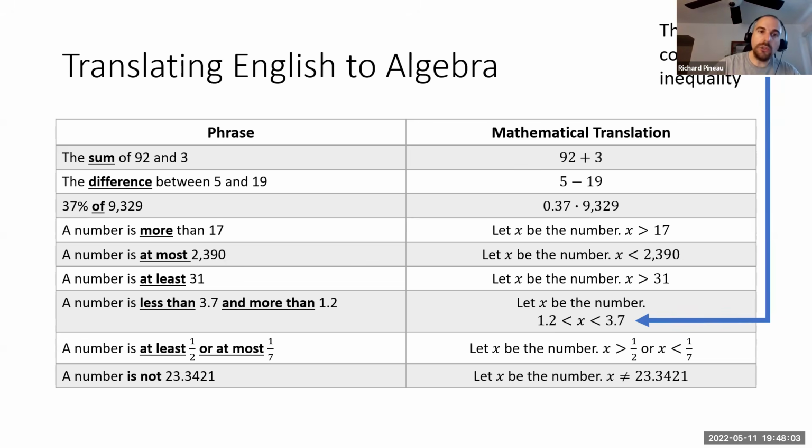These phrases you may see come up in discussions a little bit later on in the course. Again, with at most and at least, you could use the equal to in the inequality. It just depends on the context, so make sure that you're reading carefully. In most cases, we do say X less than or equal to or X greater than or equal to for at most or at least respectively. So that's translating English to algebra.